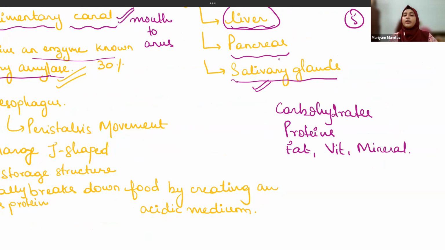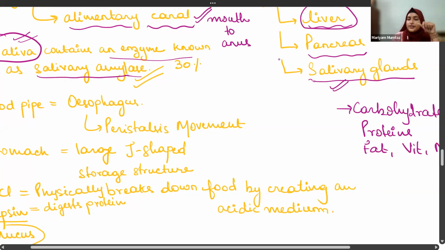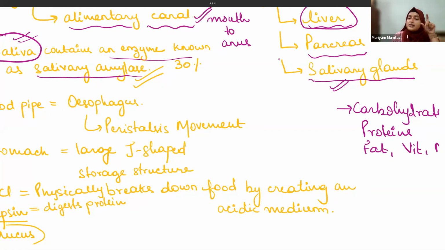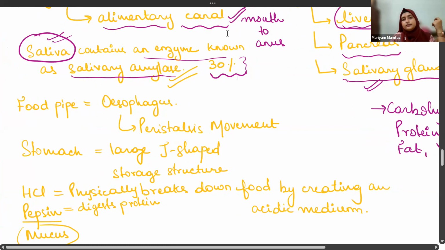So as soon as we get the food in our mouth, this salivary amylase starts acting on the carbohydrates. It digests the carbohydrate in the mouth only, but 30% only. So you can write it down that salivary amylase digests 30% of the carbohydrates in the mouth. Everybody has written it down?